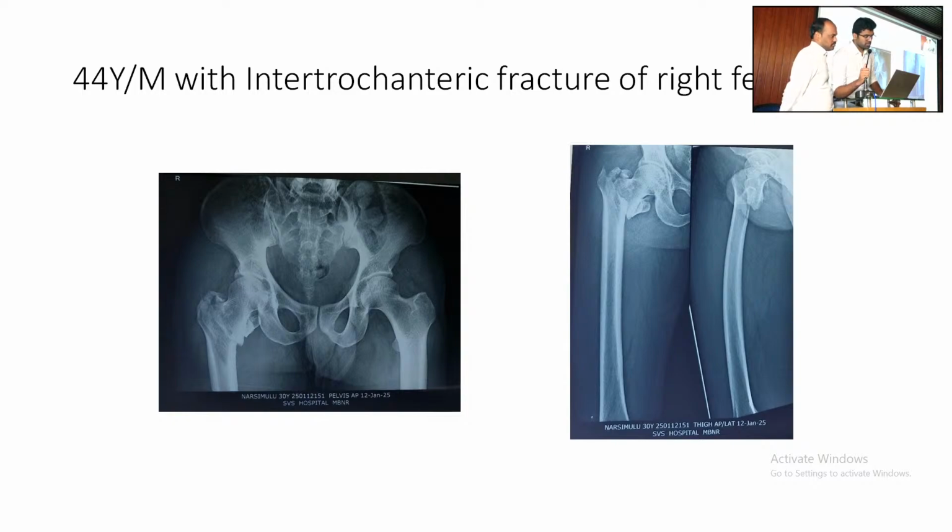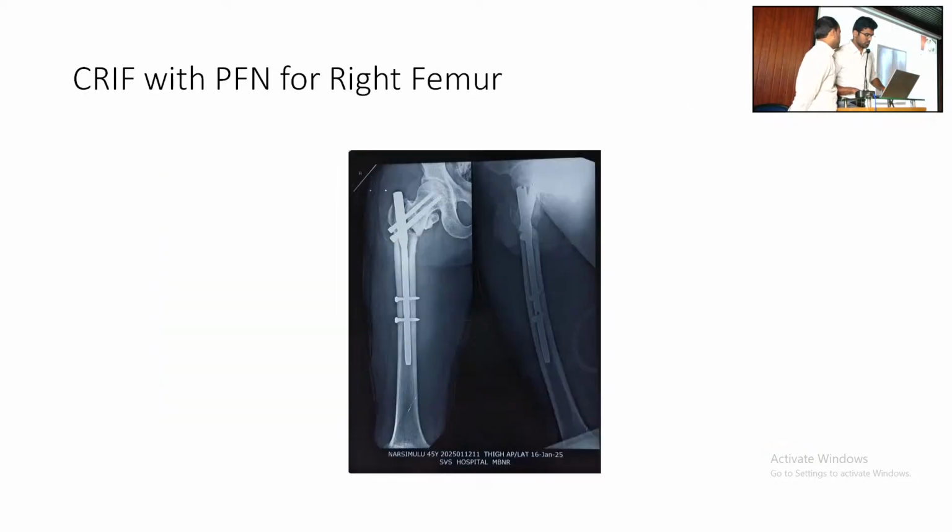Okay. 44-year male with intertrochanteric fracture of right femur, sir. Boyd and Griffin type 1, sir. Important, sir. There is one more point, sir. Fully threaded versus partially threaded.